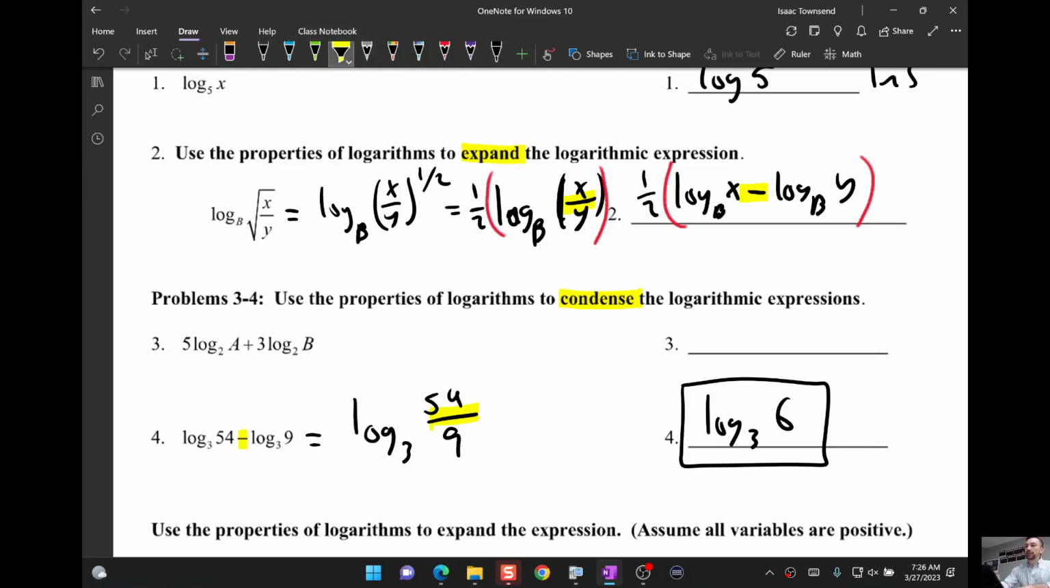And then the only other way to expand is multiplication expands into addition. So condensing, addition condenses into multiplication. But on this one, you really should have brought up the 5 and the 3 first. You really need those up out of the way. And then they're both log base 2. And you've got an 8 to the 5th. And then it's going to be times b to the 3rd. Because of this addition, it's going to condense into multiplication.